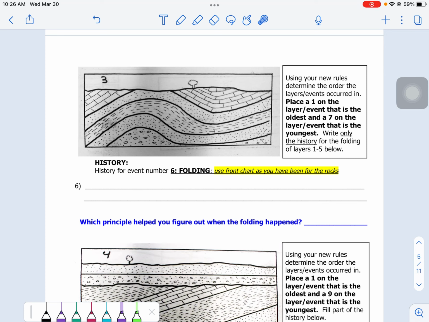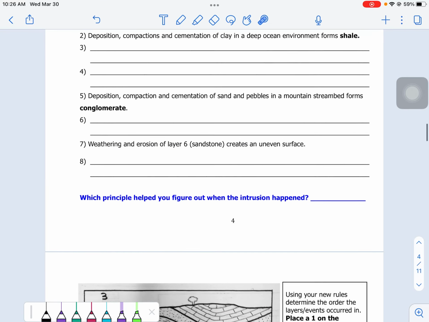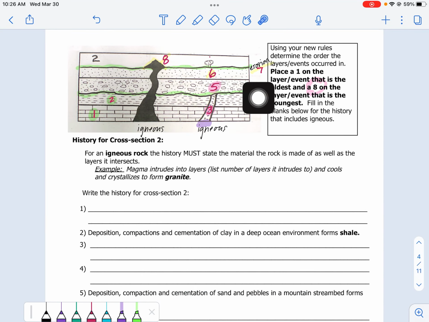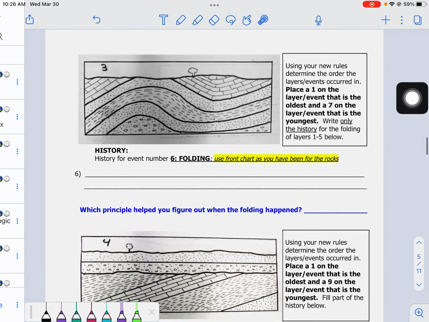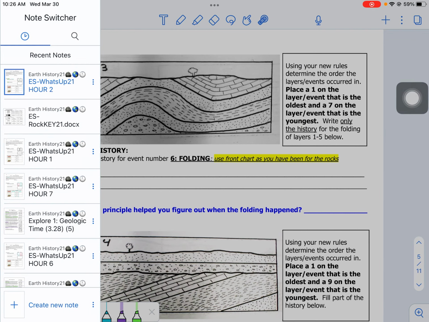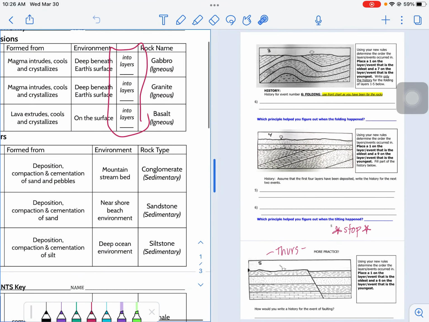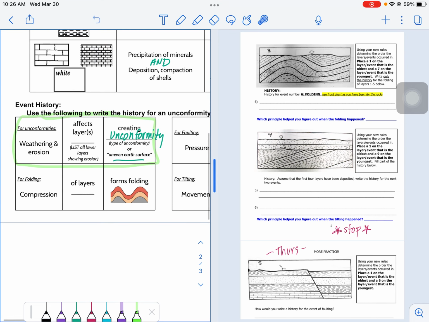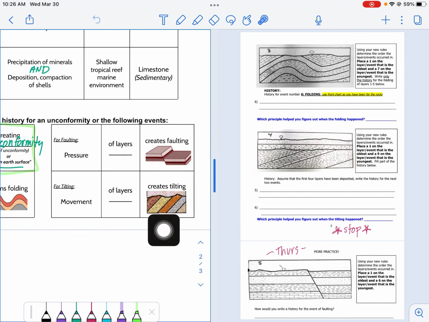So I see my layers. I see they're mostly horizontal, but something's happened to them, right? They're not perfectly horizontal like we've seen before. Something happened. So looking at my rock key, I want to think about, well, what is this event that I have in my picture? Is this an unconformity event, a folding event, faulting event, or tilting event?